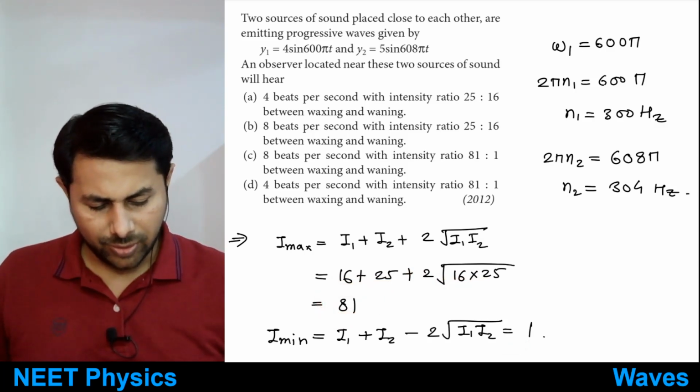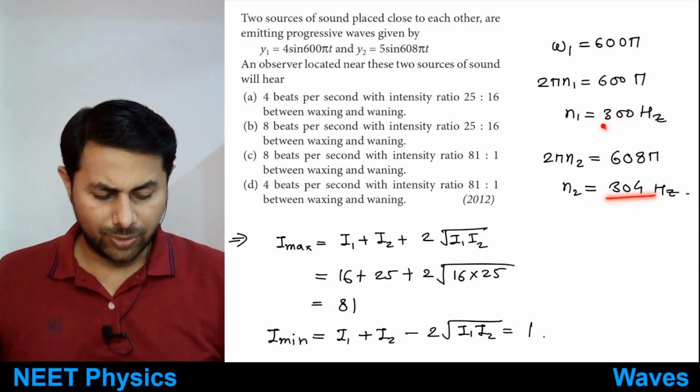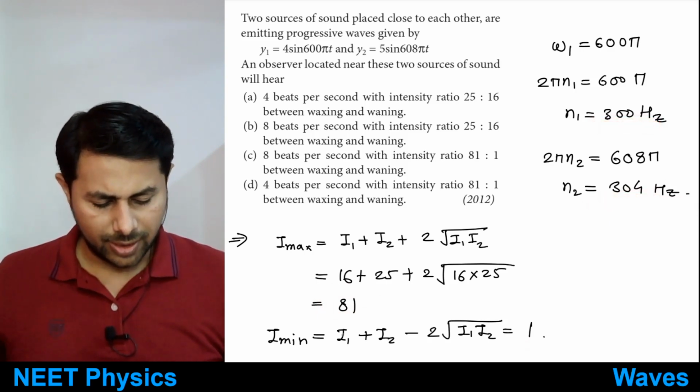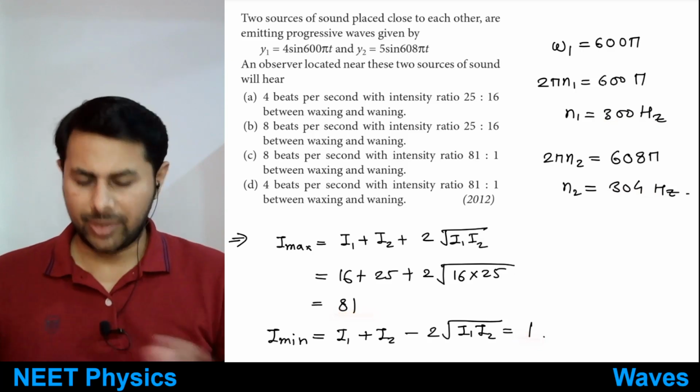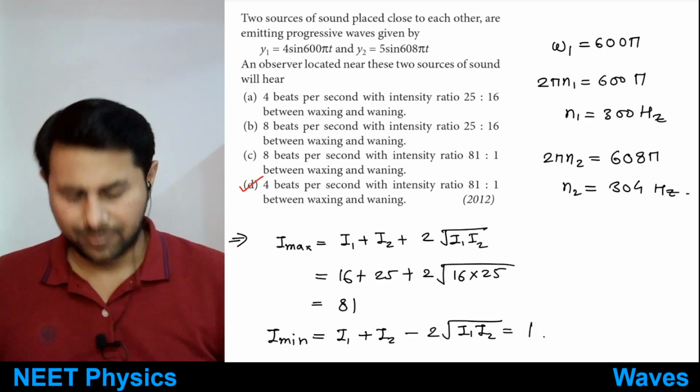So it is 4 beats, right? Because the frequencies are 300 and 304. So 4 beats, but the intensities would be 81:1. Okay, so it is option D.